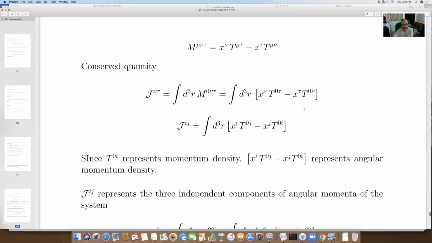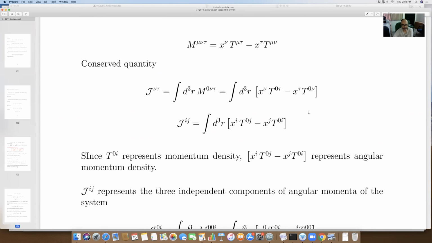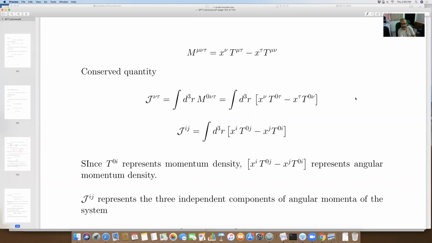Okay, so let me now give some interpretation of these conserved quantities. You saw that this is a conserved current, so del mu of this is 0. From this, of course, we can consider conserved quantities, which I'll denote by J nu tau, by integrating M0 nu tau, and for every nu and tau it's conserved. Because this is antisymmetric in nu and tau, this is also antisymmetric in nu and tau. So altogether you have 6 conserved quantities, because a 4 by 4 antisymmetric matrix has 6 independent components. That's exactly what we had expected, because the Lorentz transformation corresponds to 6 independent infinitesimal transformations.